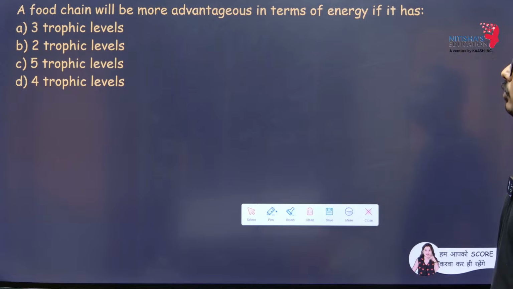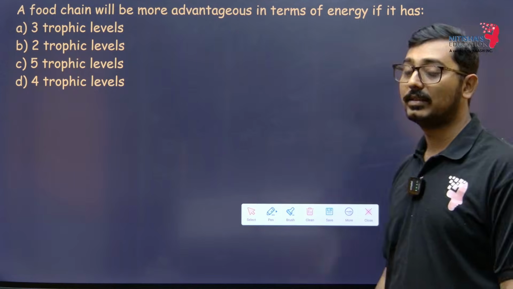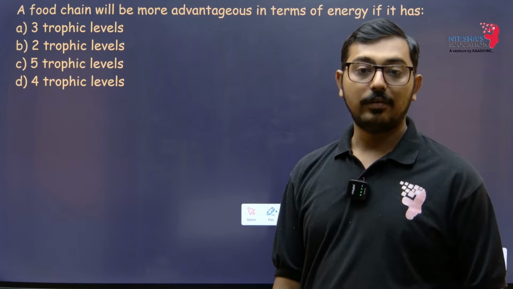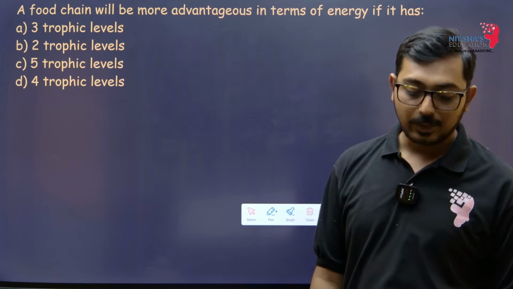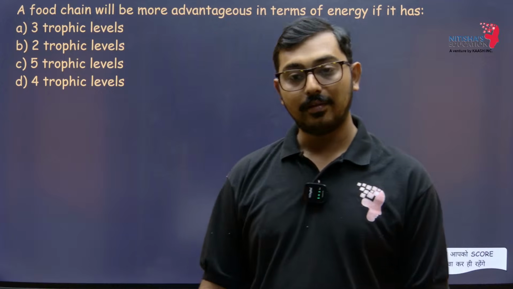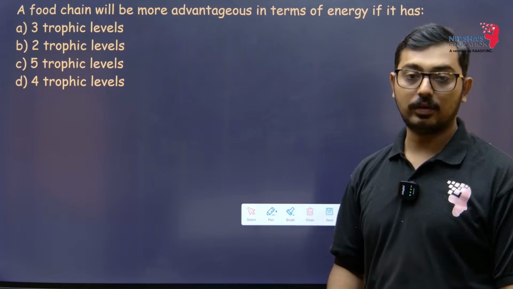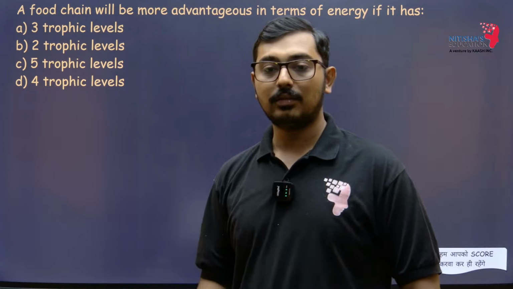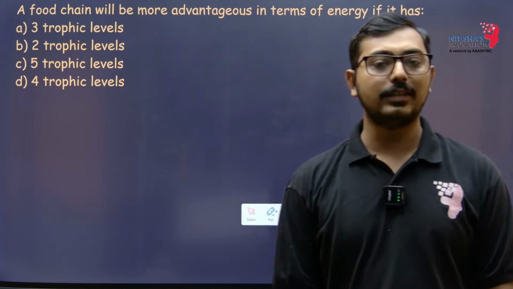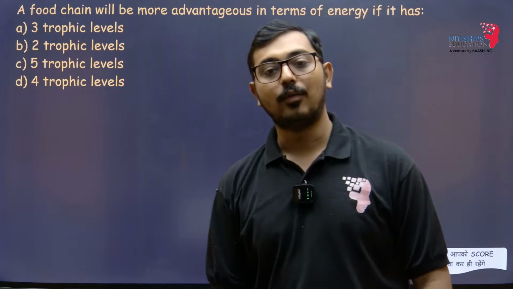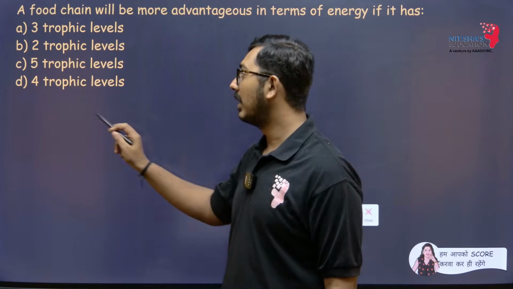Next, the food chain will be more advantageous in terms of energy if it has fewer levels. How would a food chain be more advantageous? If it had 3 trophic levels, 2 trophic levels, 5 or 4? Now, the shorter the food chain, the more useful it is. So what could be the possible answer?